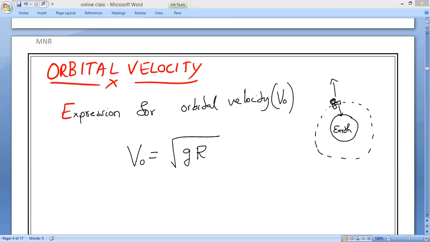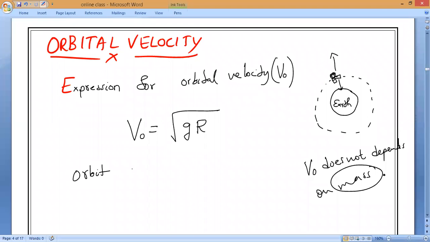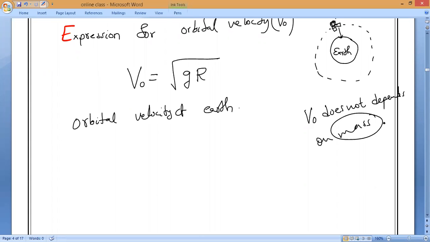Now, does orbital velocity depend on mass? No, it does not depend on mass. Only the planet will decide. So let us find the orbital velocity for Earth. If I want to launch a satellite, what velocity of the satellite do I have to maintain to revolve around the Earth?